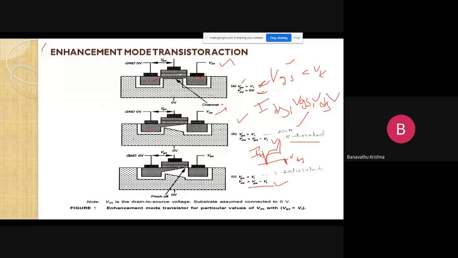Constant means there is no further increase in current here. This constant region is nothing but the pinch off region. There is no current between source and drain increase because the channel is disconnected between source and drain due to this amount of voltage. So this region is called the pinch off region. This is the basic action of an enhancement mode transistor, one of the important topics.